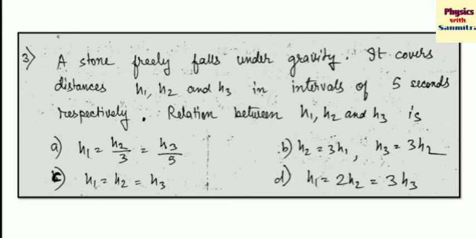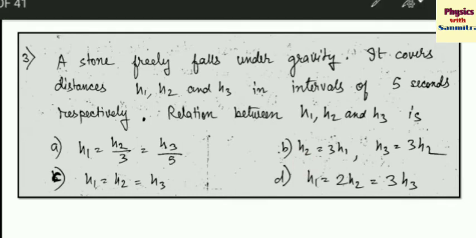Let's move to the third question. A stone freely falls under gravity. It covers distances h1, h2 and h3 in intervals of 5 seconds respectively. The relation between h1, h2 and h3 is: option A, h1 equals h2 by 3 equals h3 by 5. Option B, h2 equals 3h1, h3 equals 3h2. Option C, h1 equals h2 equals h3. And option D, h1 equals 2h2 equals 3h3.